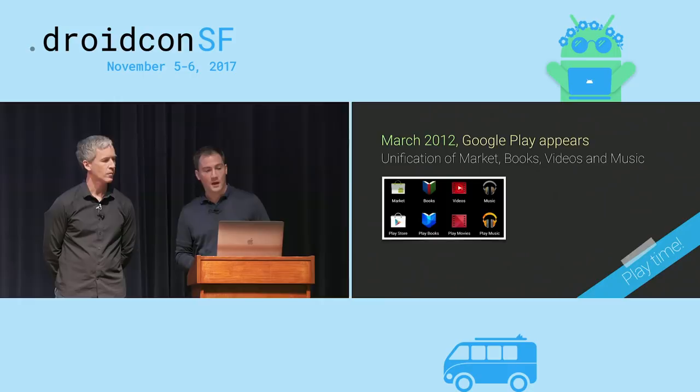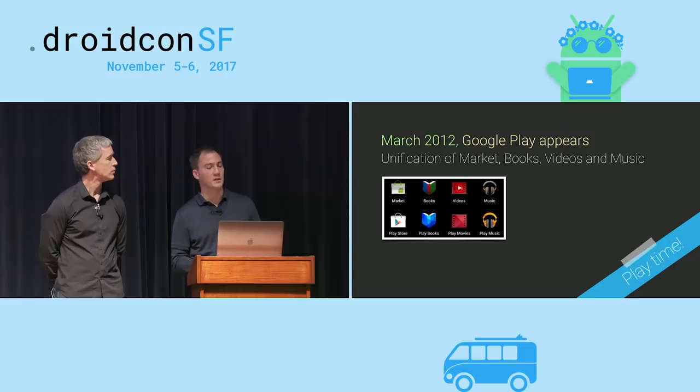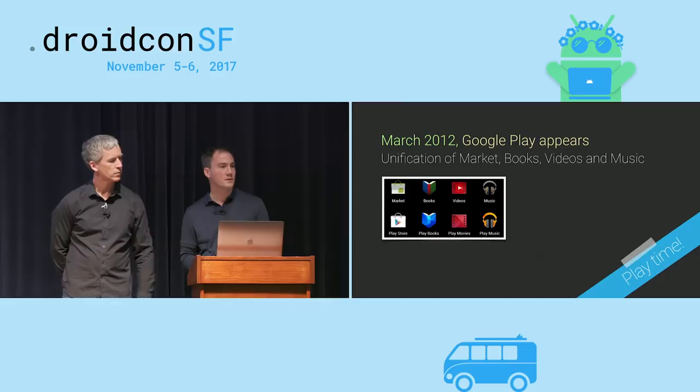A big change, the unification of our different media applications under the umbrella of Google Play. So we had Android Market for the applications, we had books and videos and music, and they all became Google Play, and that's what you know today.